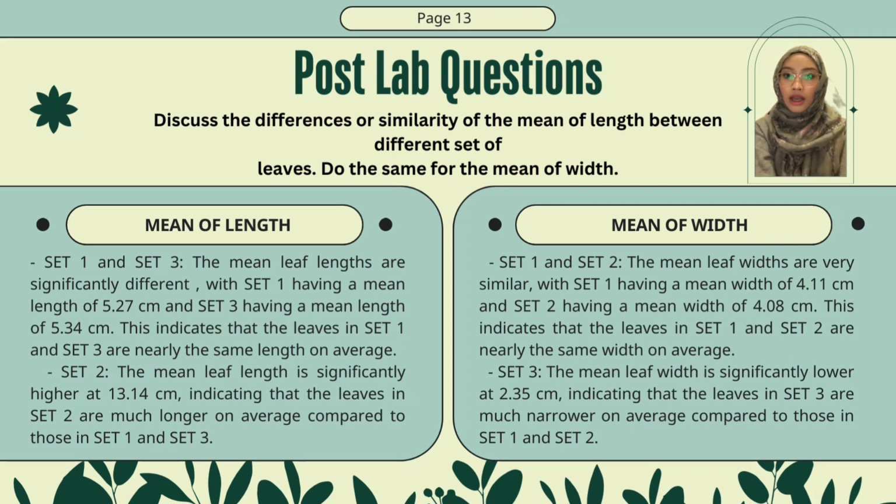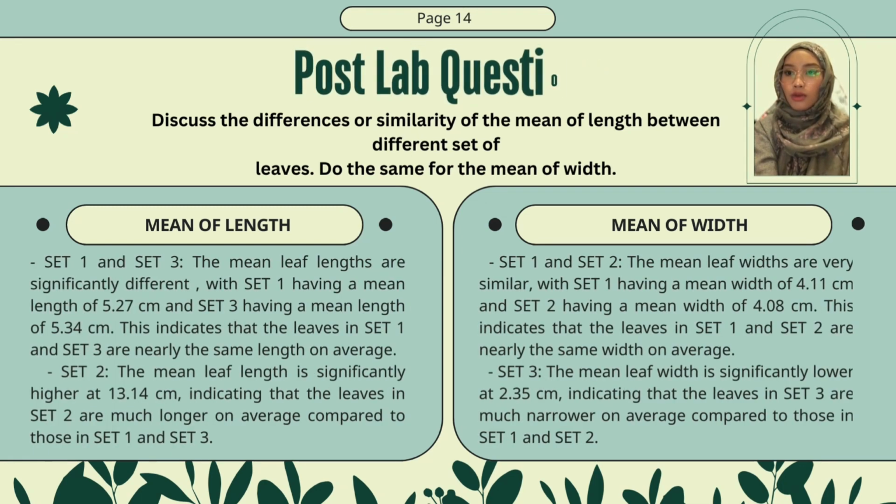For the mean of length, set 1 and set 3, the mean leaf lengths are nearly the same, with set 1 having a mean length of 5.27 cm and set 3 having a mean length of 5.34 cm. This indicates that the leaves in set 1 and set 3 are nearly the same length on average. For set 2, the mean leaf length is significantly higher at 13.14 cm, indicating that the leaves in set 2 are much longer on average compared to those in set 1 and set 3.